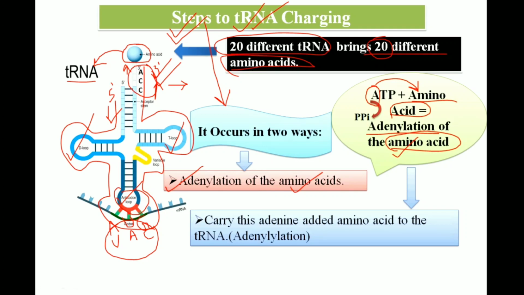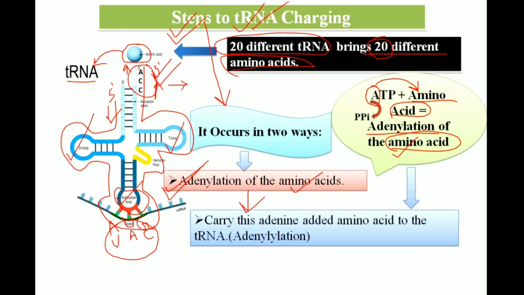So now when the ATP interacts with this amino acid, it will add the adenine group to the amino acid, and it will release PPi, pyrophosphate, from the ATP after the reaction is completed. So this is the first step that is done during the tRNA charging.